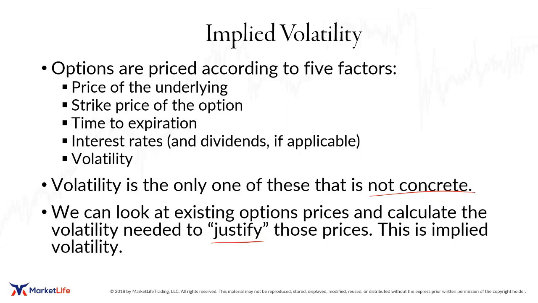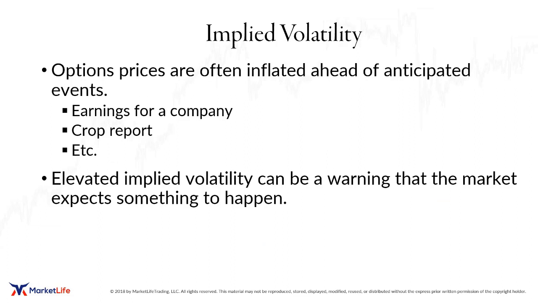And if we see in a relatively quiet market that options become expensive, meaning the implied volatility would go up, that would tell us that the options market might be anticipating or expecting some big move. It's good information to have. And you can see this typically ahead of earnings for a company, crop report, sometimes ahead of major anticipated political or economic events. And just realize that it's a warning that the market might have some expectations.